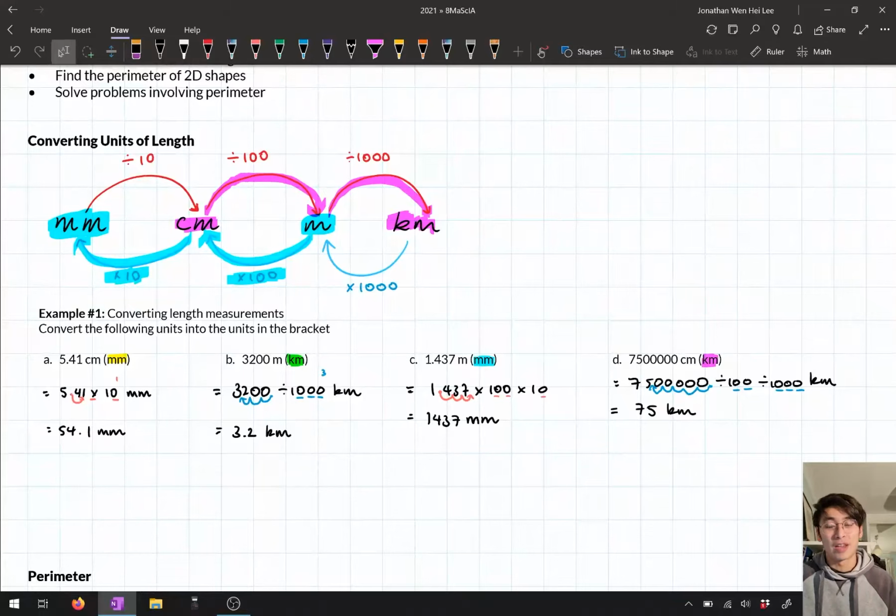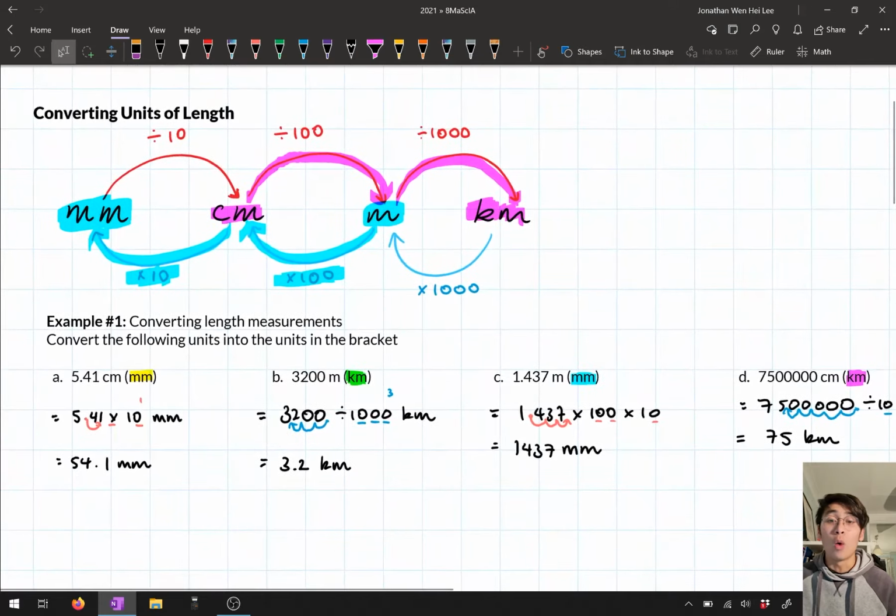We refer back to these kind of conversions. So 1 centimeter is 10 millimeters, 1 meter is 100 centimeters, and 1 kilometer is 1,000 meters. And then from there, we just need to figure out, okay, what operation do I need to use? And so we follow those arrows on this diagram. Okay, so that's how we convert between units of measurement.